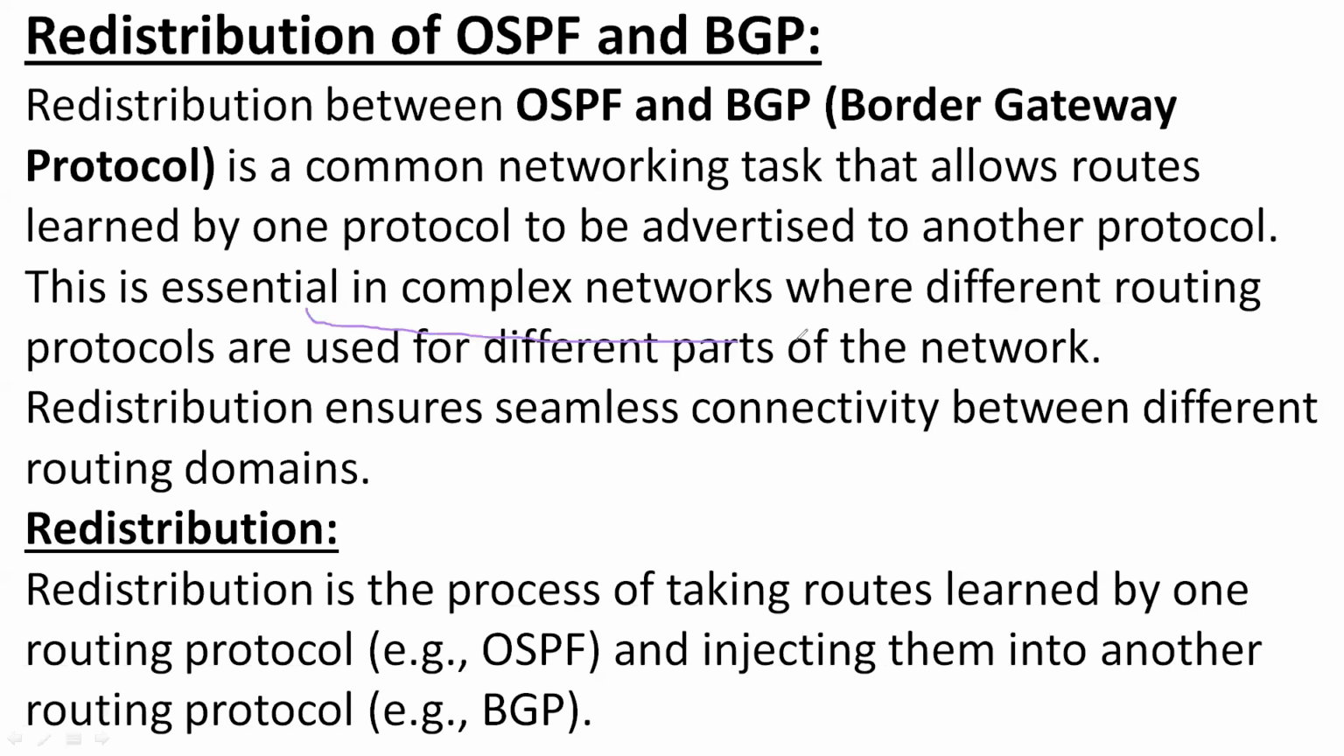That is done for the complexity of networks in which different protocols are used by different parts of the network. In complex networks, it is possible that multiple protocols are working on a single network. So in that case, how will these protocols interact? In this case, we do the redistribution process. So one route of the OSPF protocol will be learned by the BGP protocol in the same way. Okay, let's talk about it further.